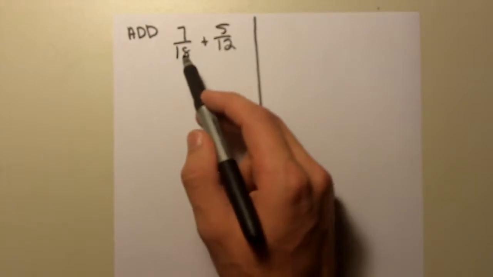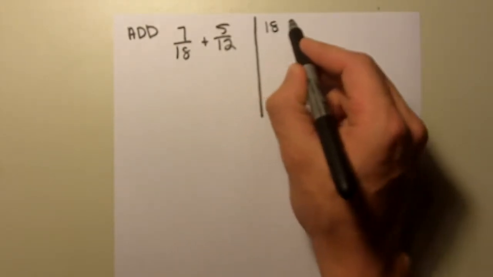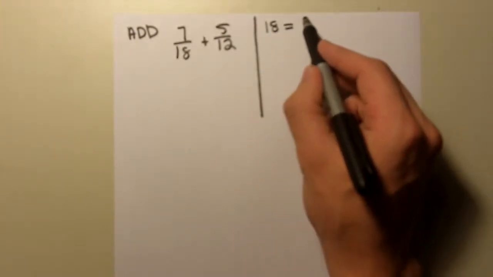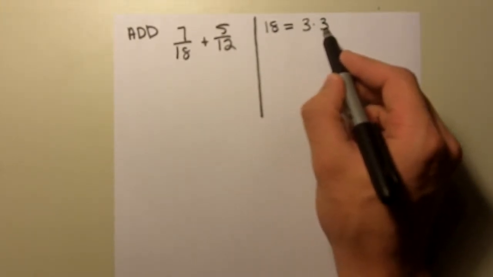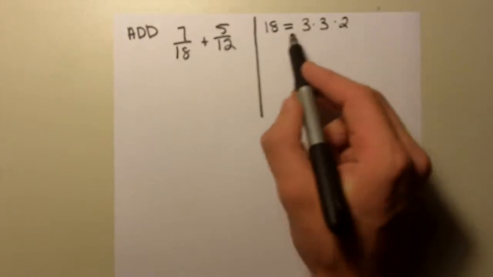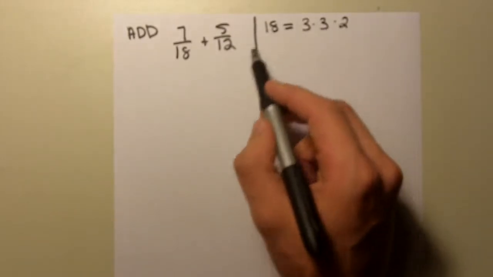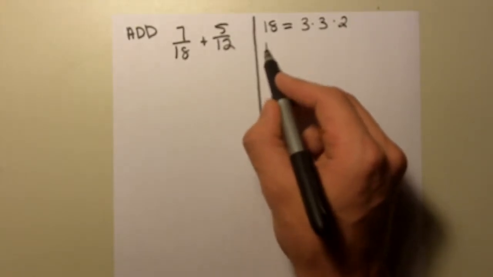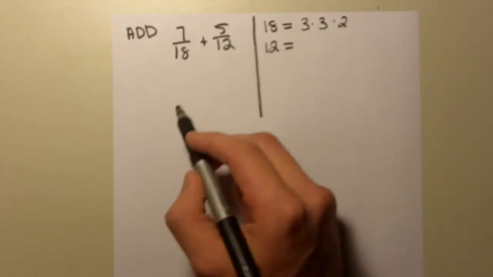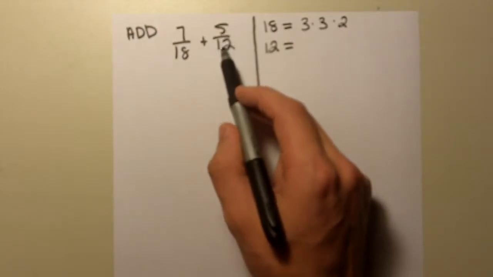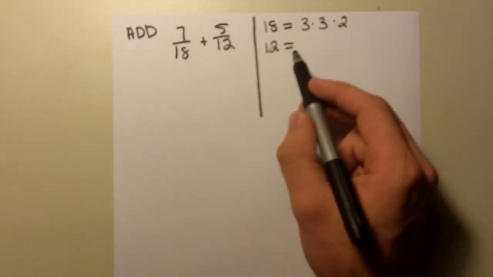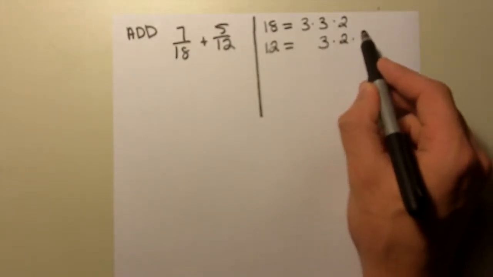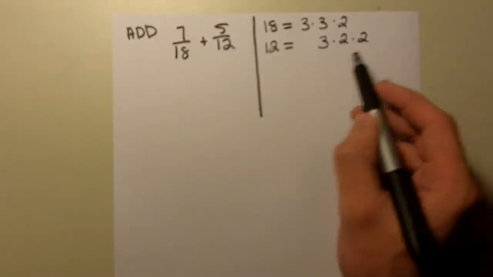We have to take the first term's denominator, which is 18, and break that up. So we have 3 times 3 is 9, times 2 is 18, right? 9 times 2 is 18. So we're good there, and all these numbers are prime. Great. So now we have to take 12, the other term's denominator. And there we have 3 times 2 times 2, okay?